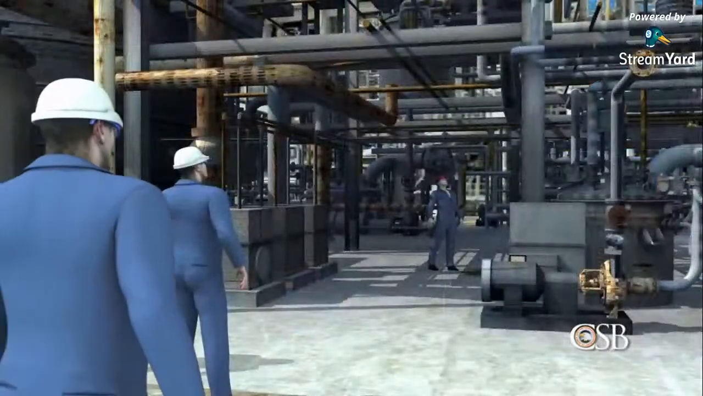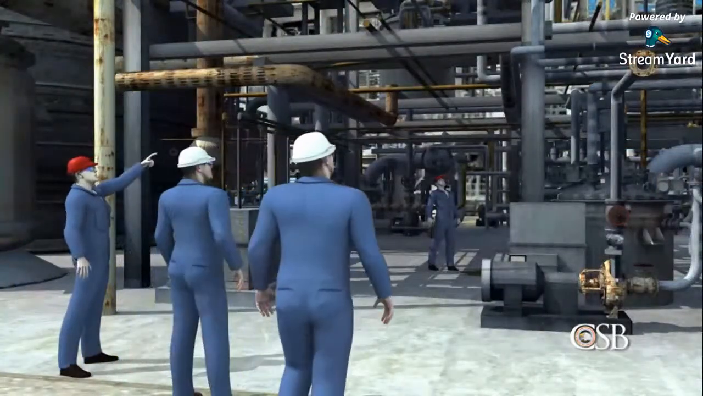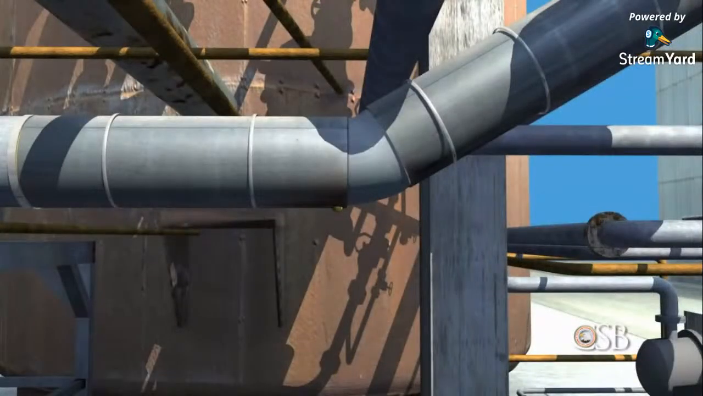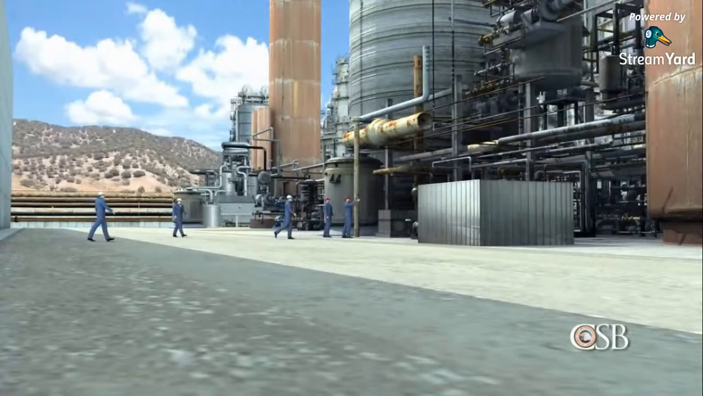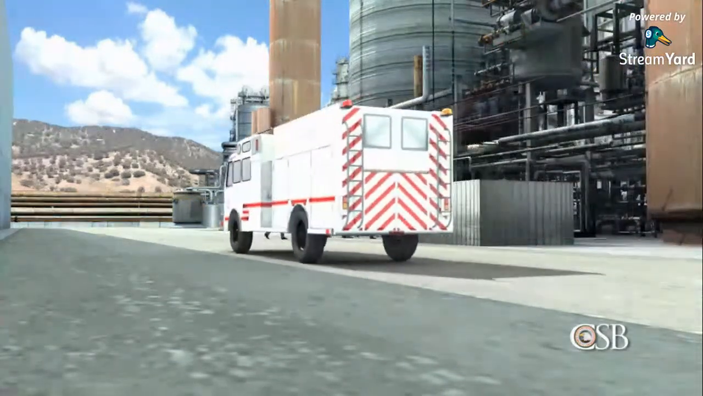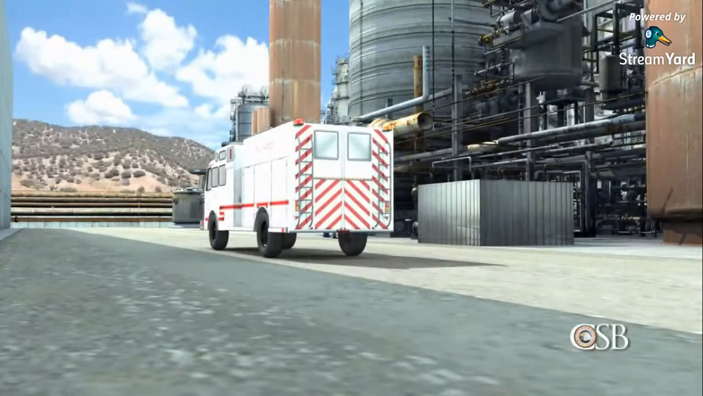The head operator was called to the scene. Although he believed the situation was serious, he did not believe the small leak warranted immediately shutting down the unit and stopping production. Following Chevron's standard practice for responding to hazardous leaks, refinery firefighters were sent to the scene. A number of managers, engineers, and technicians gathered there informally to assess the problem.